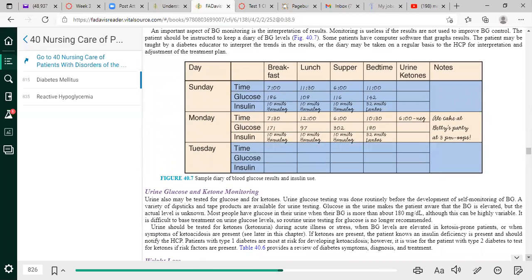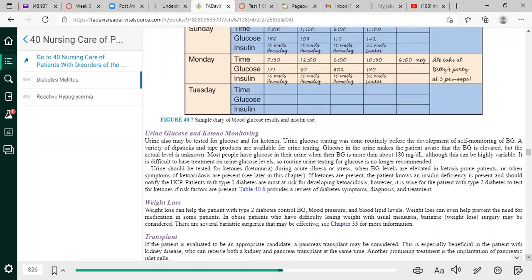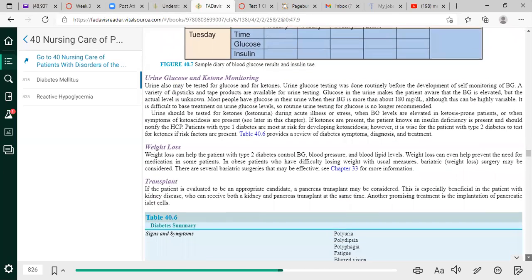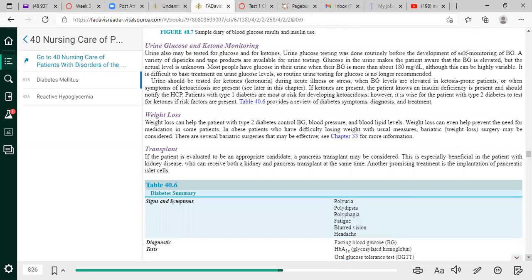So question, which type of diabetes can be prevented with exercise? Type 2. Yeah. Type 1 can be controlled. It helps control it.